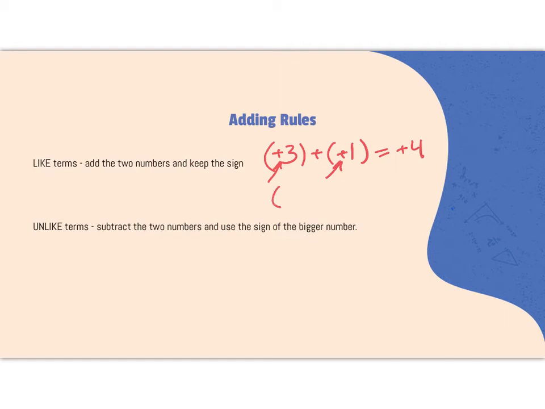On the other hand, if you have a negative 3 plus a negative 2, once again, negative and negative. So I'm just going to add the 3 and the 2 like normal. I'm going to get a 5, and I'm going to keep that sign of negative.